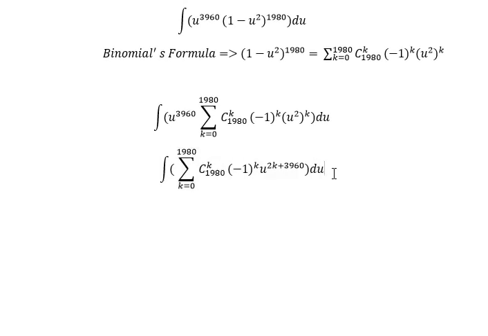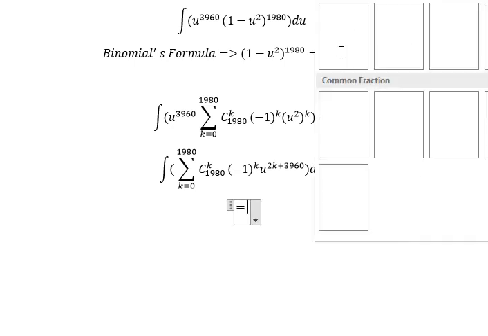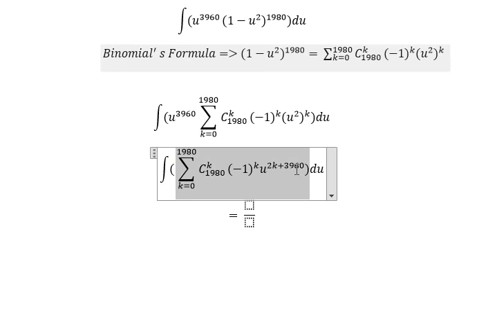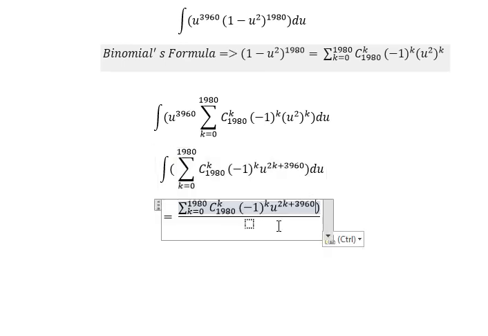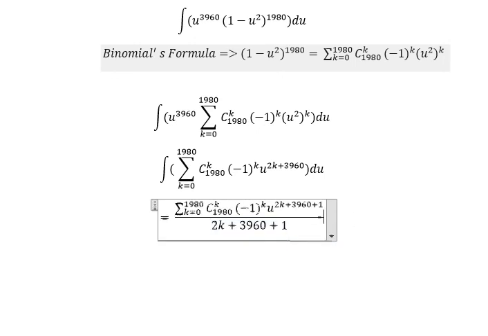Now we can answer this integral, because minus 1 is just the number, so we just consider about the u, and we can answer the question. U to the power of 2k plus 3960. If we put the integral, we have plus 1, and in the denominator we have the same value of the power, and we put about c.